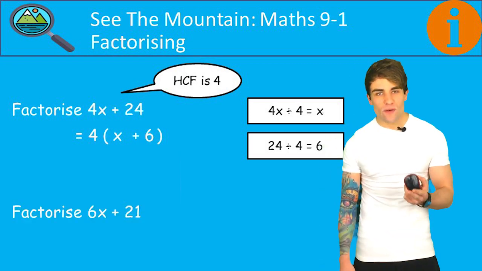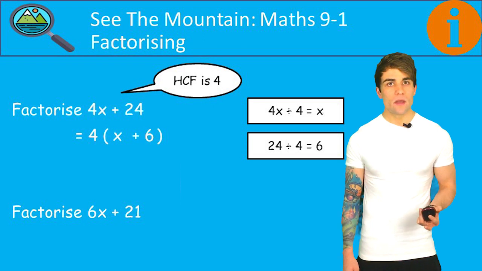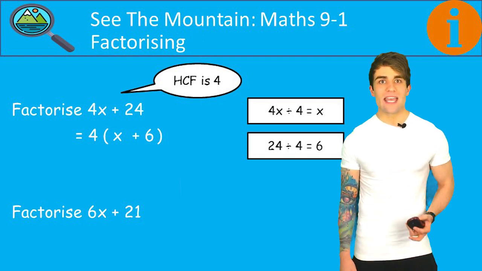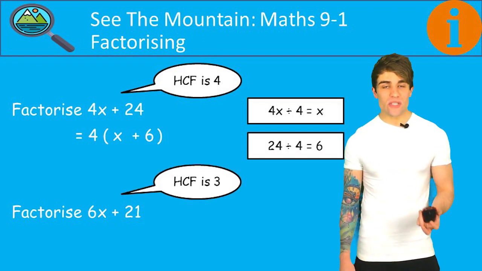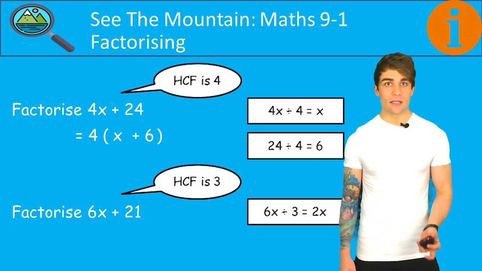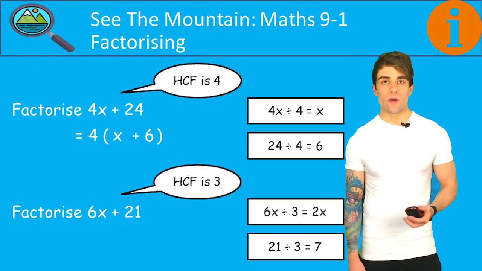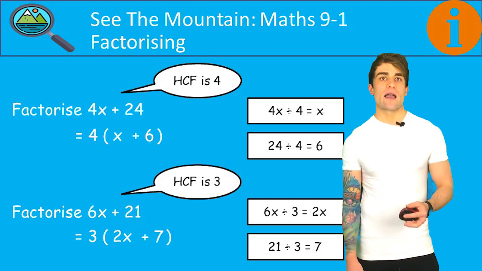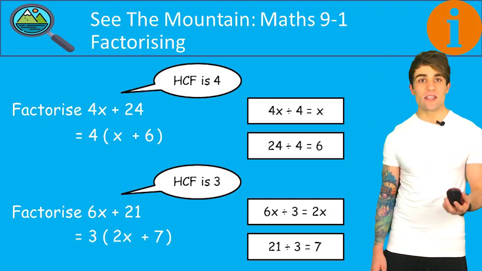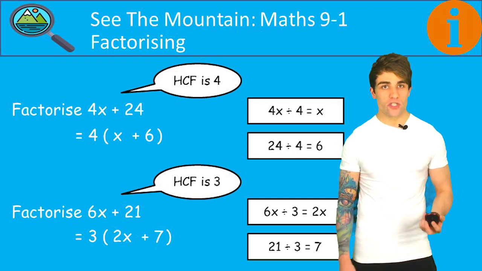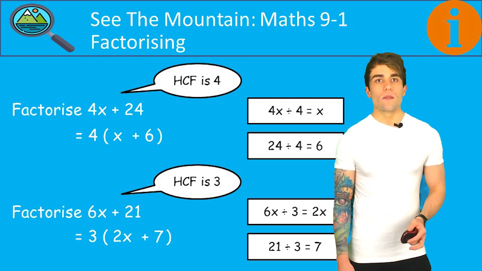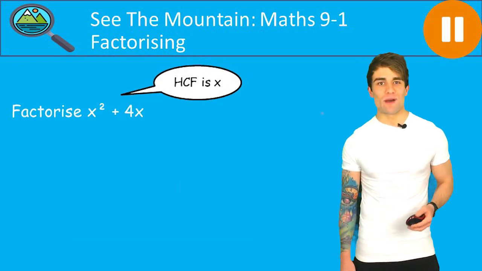So here we're going to factorise 6x plus 21. The highest common factor of the numbers is in fact 3. So 6x divided by 3 leaves us with 2x. And then 21 divided by 3 leaves us with 7. So we're going to take out that highest common factor. Outside the bracket it's 3, and then inside the bracket we've got 2x plus 7. Alright, take a moment to try this example to my right now, please.